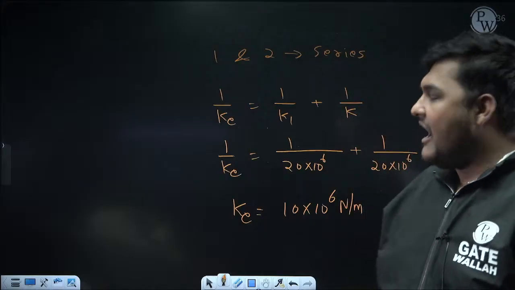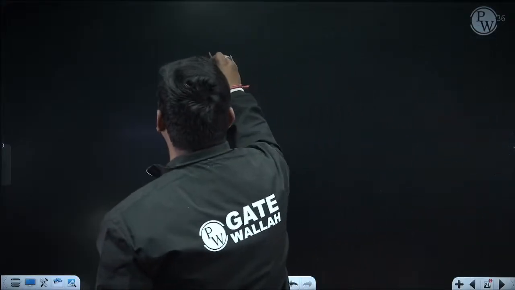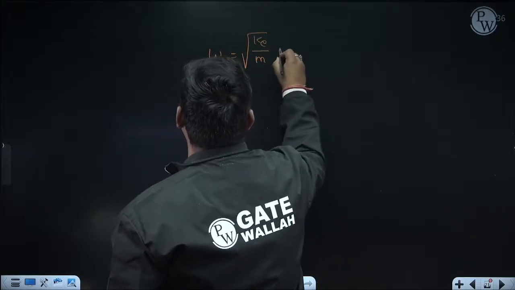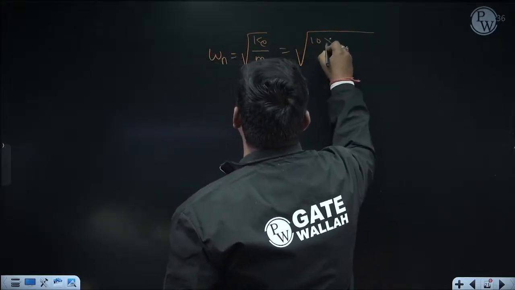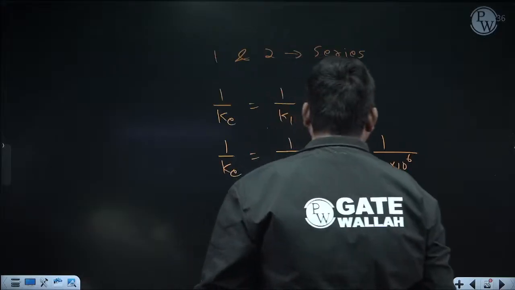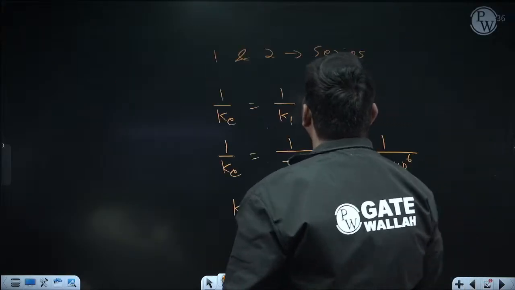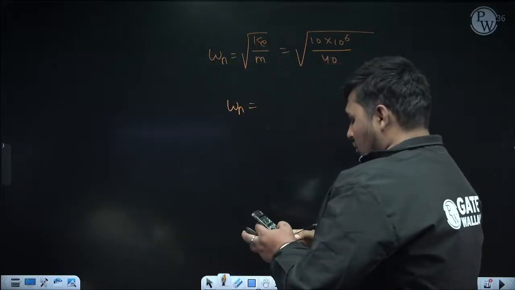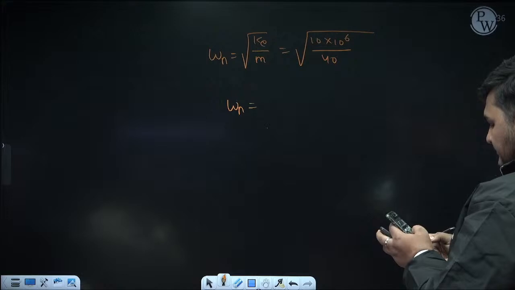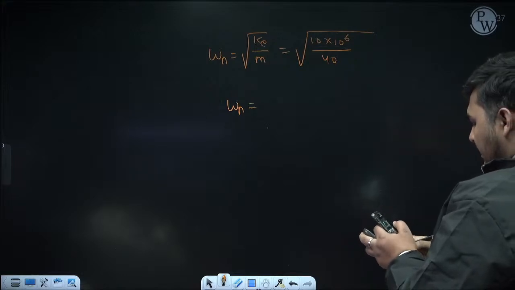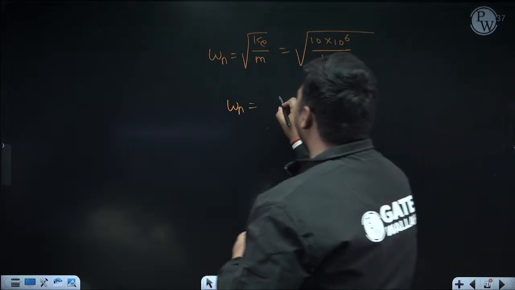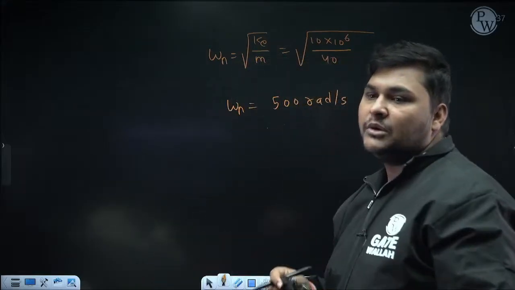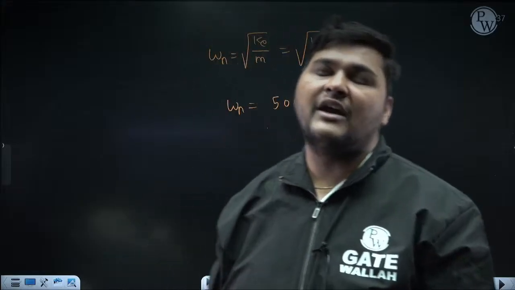Now after calculating K equivalent, we can calculate the natural frequency in radian per second, that is omega n, and omega n will be root over Ke by the value of point mass m. Ke is 10 into 10 to the 6, upon the value of point mass m, which is 40 kg. So how much is omega n coming? Root over 10 into 10 to the 6 divided by 40. It is coming 500, in radian per second. So the natural frequency of this vibration is 500 radian per second.